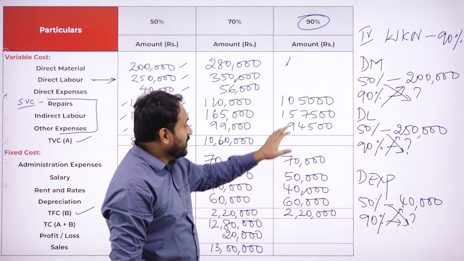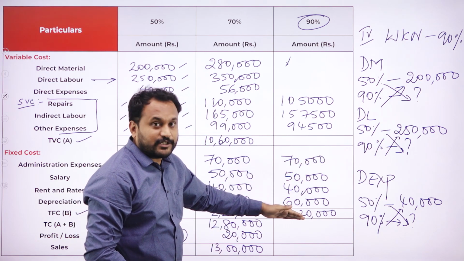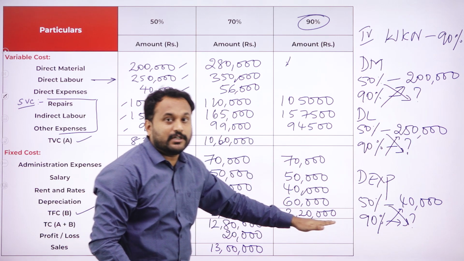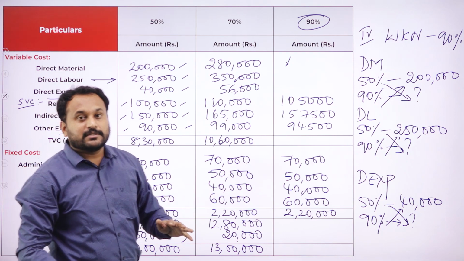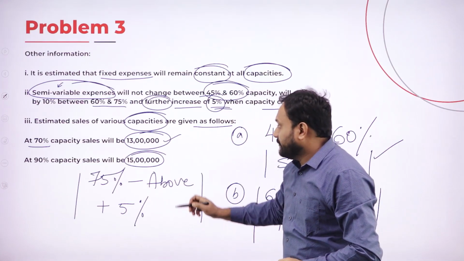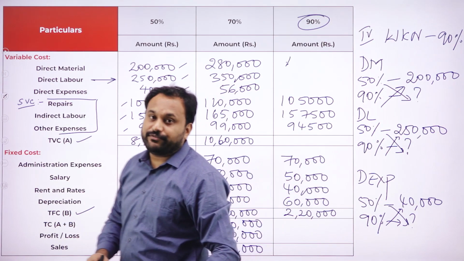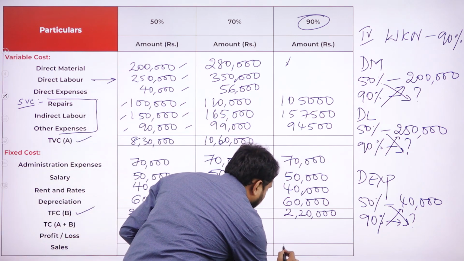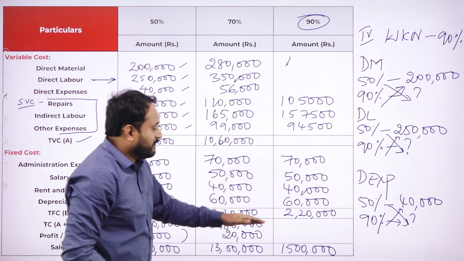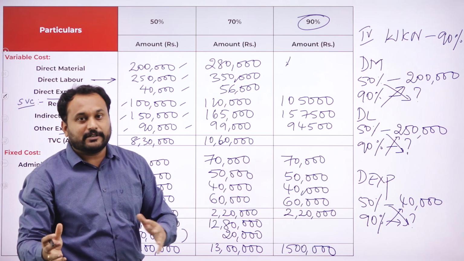Later you calculate, then you write the total variable cost. Now what happens is, fixed cost remains same. So TVC plus TFC, you are supposed to write the total cost. And here students, the estimated sales for 90% is given in the problem, that is 15 lakh. So you will be writing how much? 15 lakh here. Now whatever the total cost is, if it is exceeding or if it is less, you know what is the profit and what is the loss.